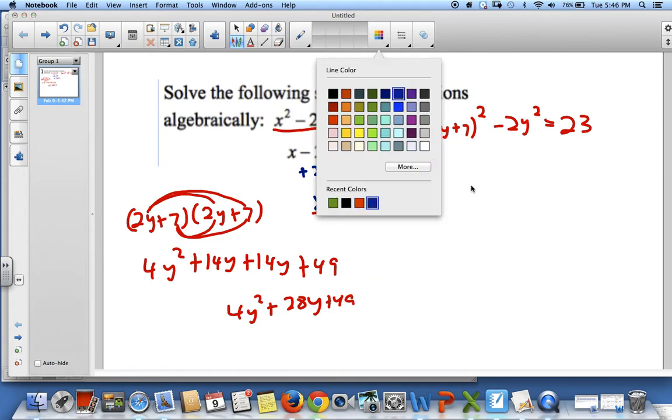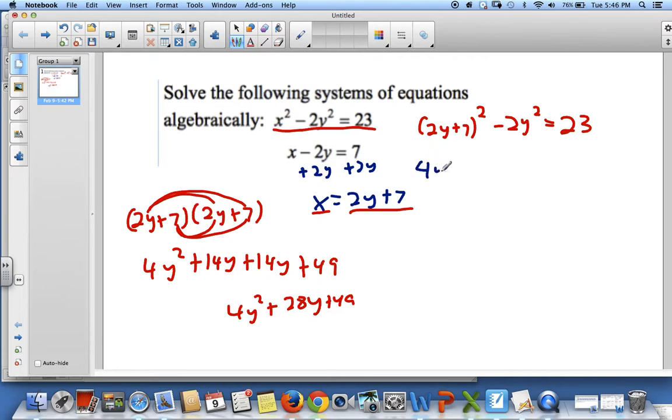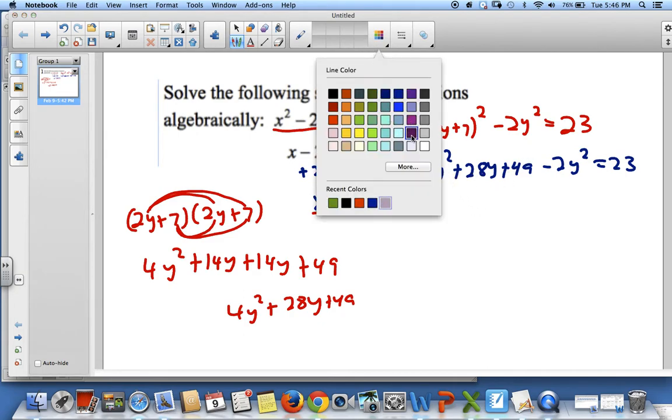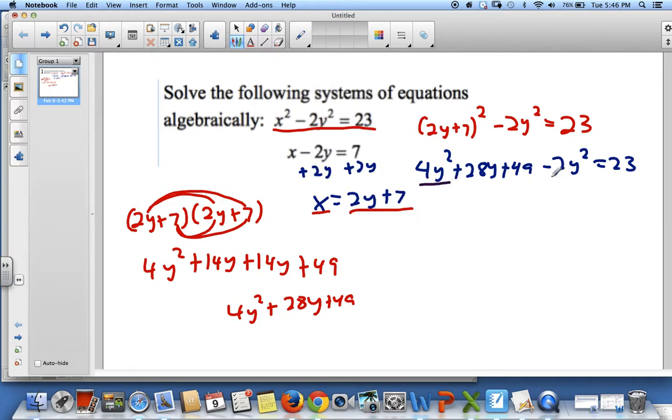I'm going to change colors a little bit. I'm going to go back here and say 4y squared plus 28y plus 49 minus 2y squared equals 23. What I've done now is basically just multiplied those together, FOIL. Now I'm going to combine like terms. This and this can be combined together to be 2y squared plus 28y plus 49 equals 23. I want to get a quadratic equation.